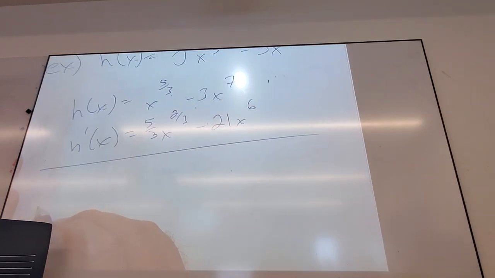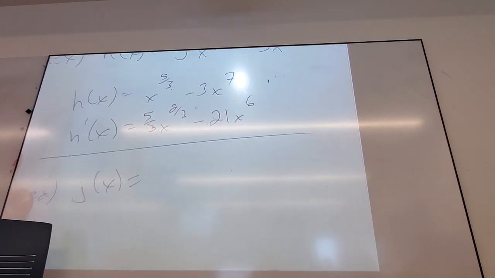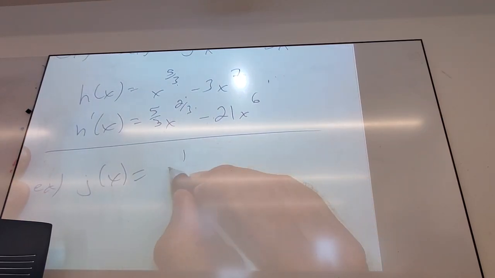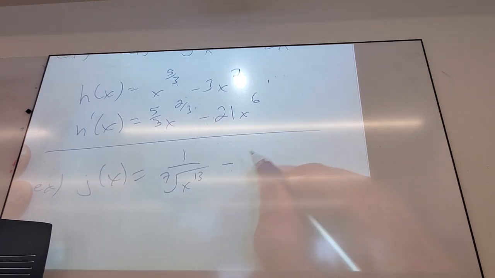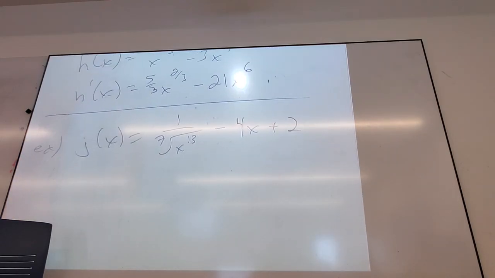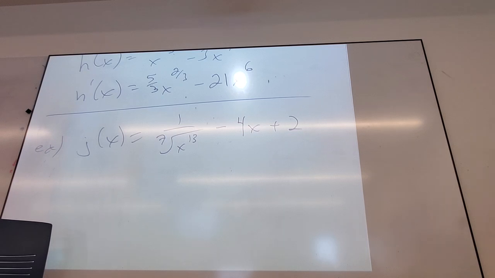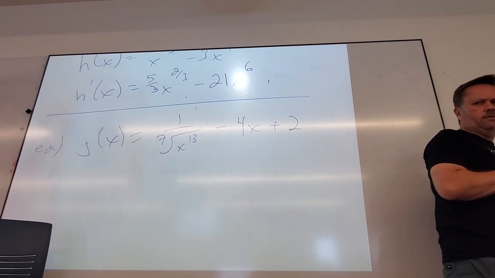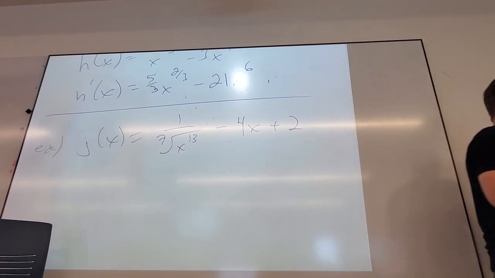What about this? Here's something a little bit different. J of x, not just because of the j. What do you got, Jeff? 1 over the 7th root of x to the 13th minus, you could do it, Jeff, 4x plus 2. Yes. Try to do that.